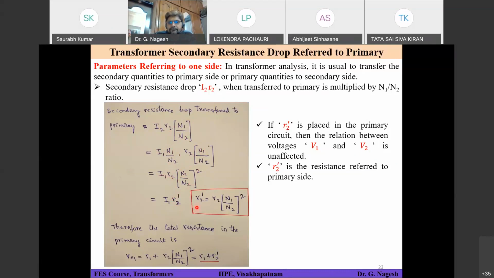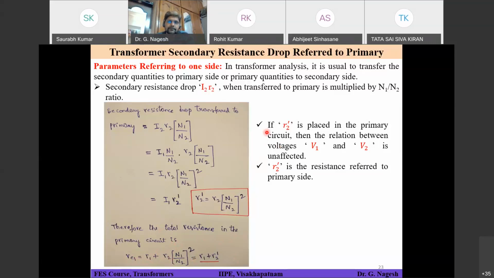Okay, right. So that's what someone has already told. So the equivalent of resistance R2, which is existing in the secondary, its equivalent in the primary is denoted as R2 dash, right? And R2 dash is given as R2 into N1 divided by N2 whole square. Therefore, the total resistance in the primary circuit, RE1, is equal to R1 plus R2 dash, which is nothing but this one. Got it?